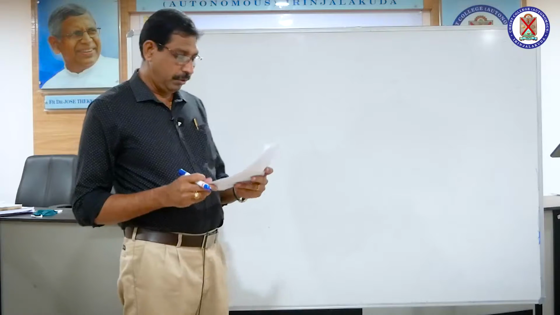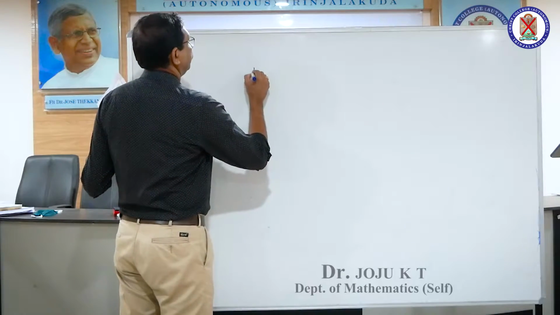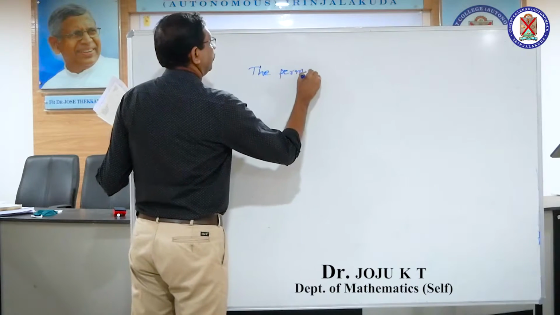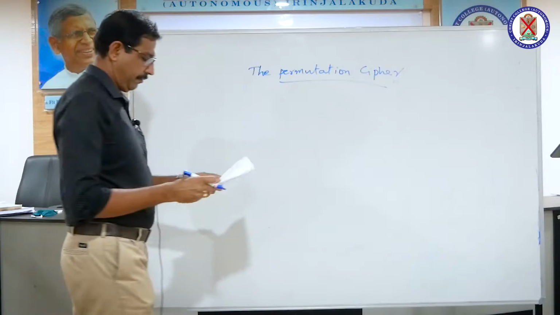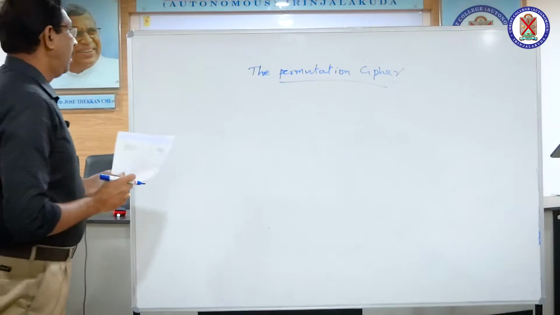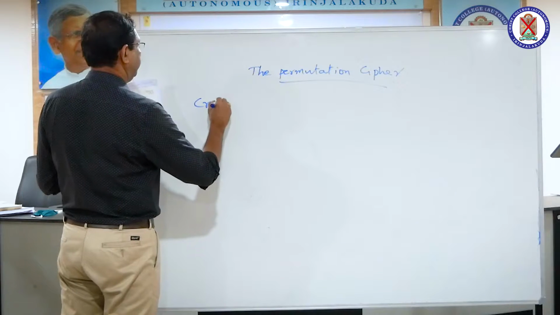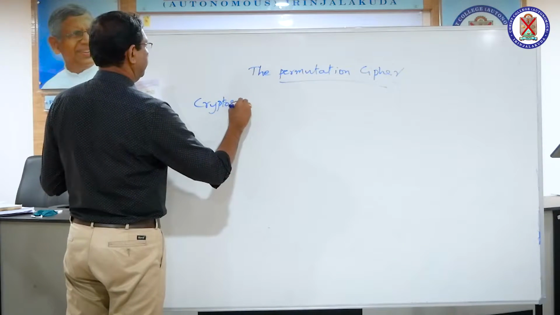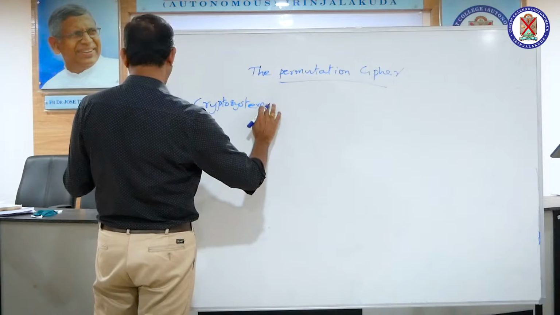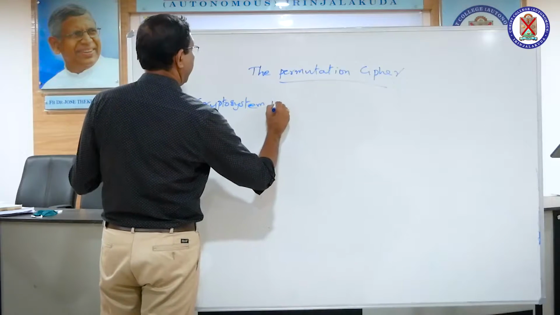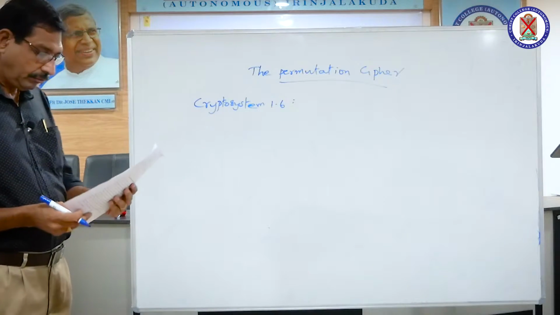Now we will move through the next cipher, the permutation cipher. The next cryptosystem, Cryptosystem 1.6, Permutation cipher.